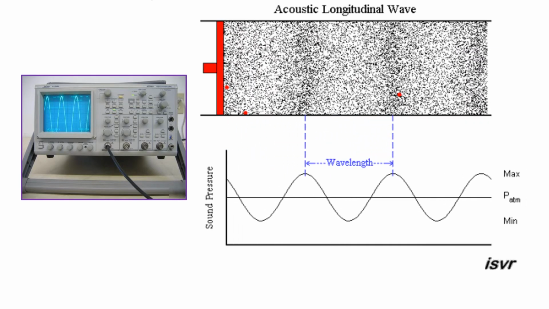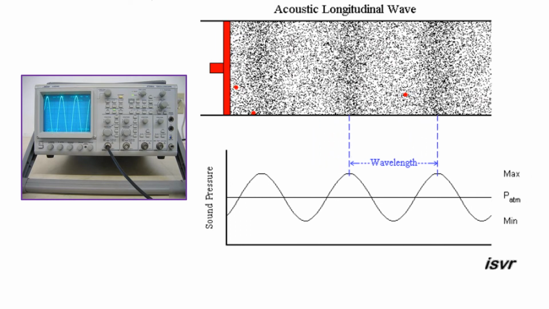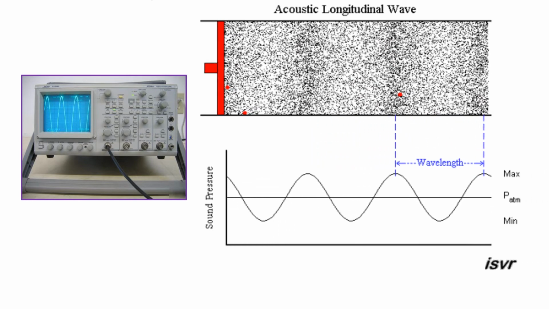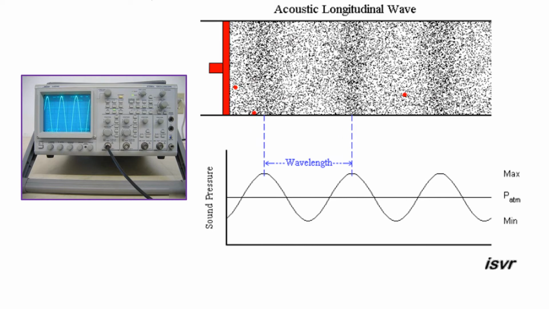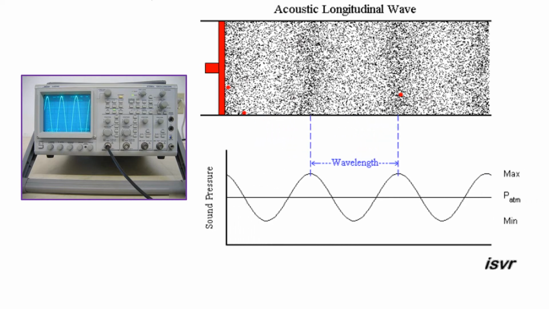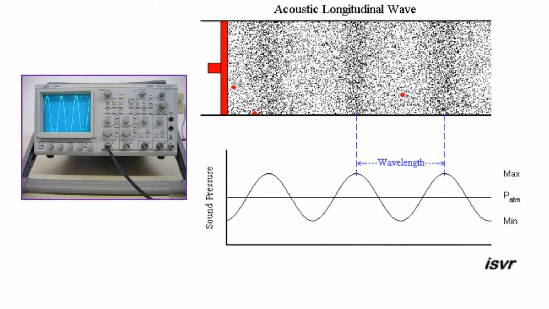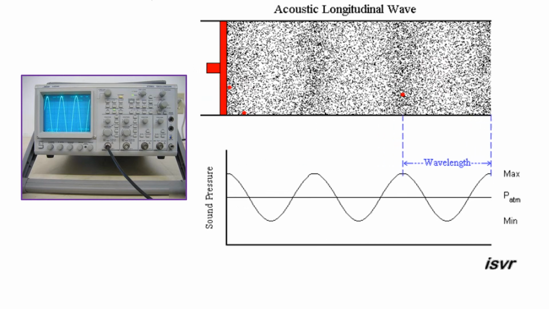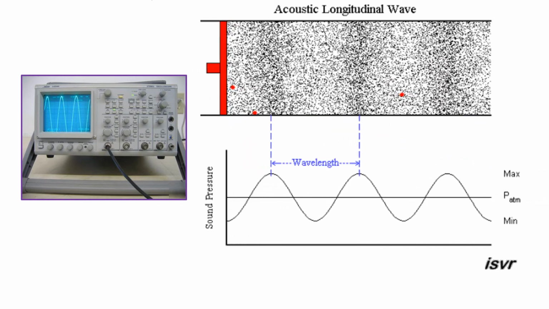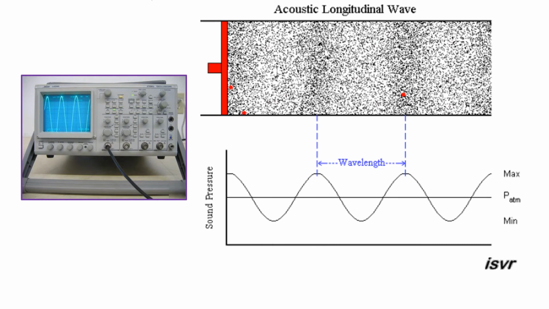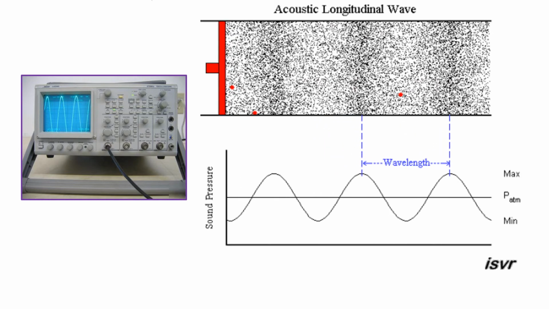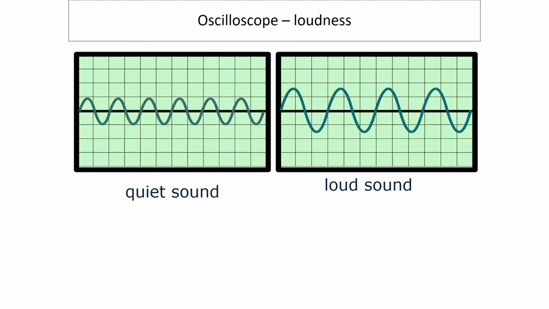Now, if I match the oscilloscope to my acoustic wave, you can see it travels across, and you can see that wave moving across the screen, measuring peak to peak. Now, just like our ripple tank, this piece of equipment on the left-hand side of the screen is an oscilloscope. And our oscilloscope can tell us all sorts of things about sound waves.